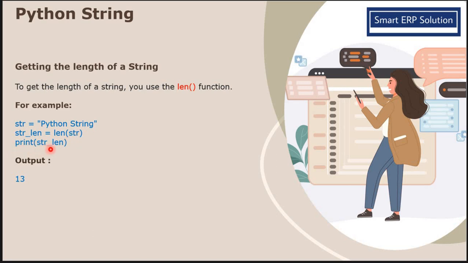If we print str_len, the output will be 13. 13 means 1, 2, 3, 4, 5, 6, 7. Space will be counted. 8, 9, 10, 11, 12, 13. 13 will be printed.